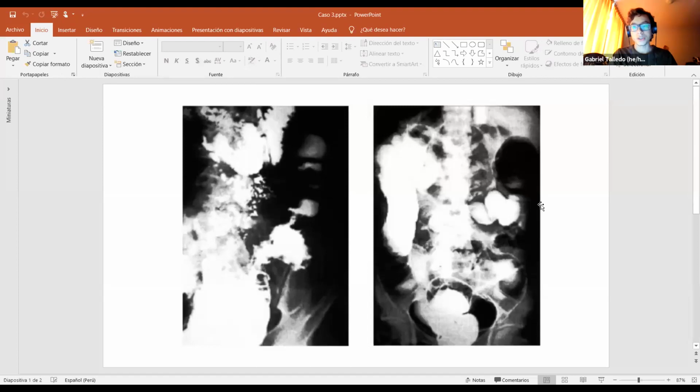So I don't have a CT, but this is a double contrast X-ray that shows an infiltrative process near the cecum and in the transverse colon also. Here the contrast is not passing well. So that was the most impressive finding of this image. Colonoscopy, I don't have it, but they saw a big infiltrative ulcer in the cecum and other ulcers in the transverse colon.